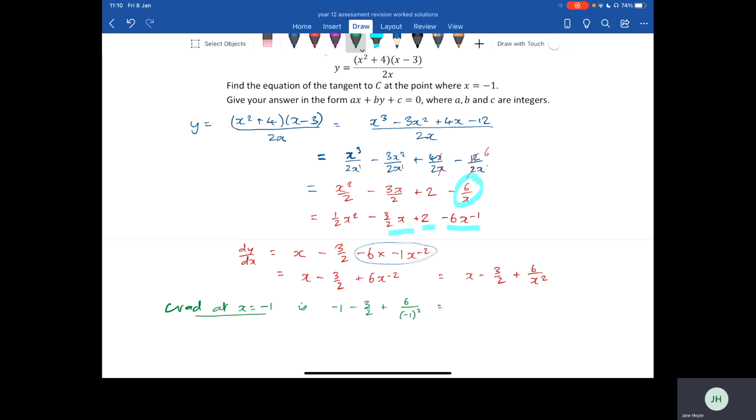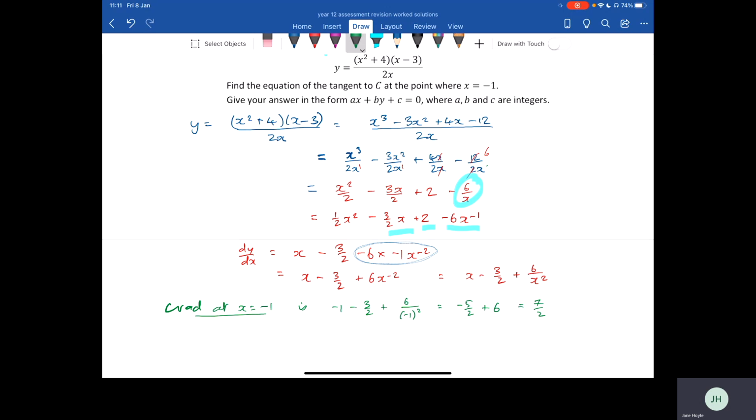That gets me -1 minus 3 over 2. So that's minus 5 over 2 plus 6. 6 over -1 squared is just 6. So that's 12. That's going to be 7 over 2.